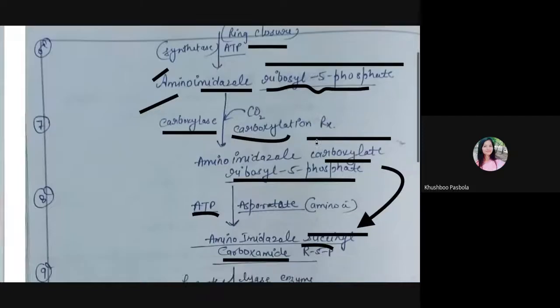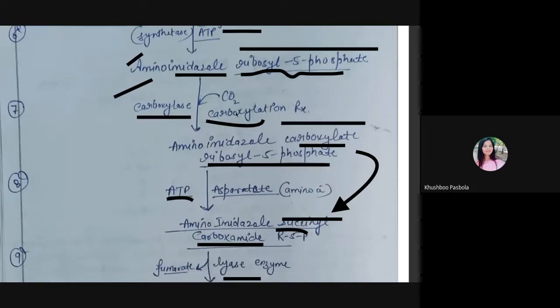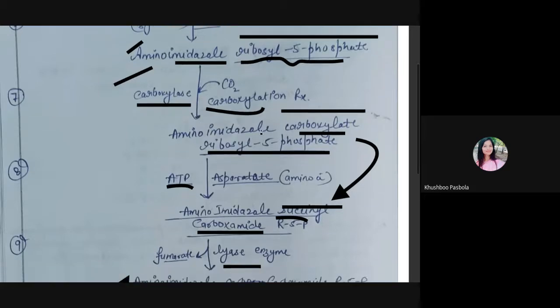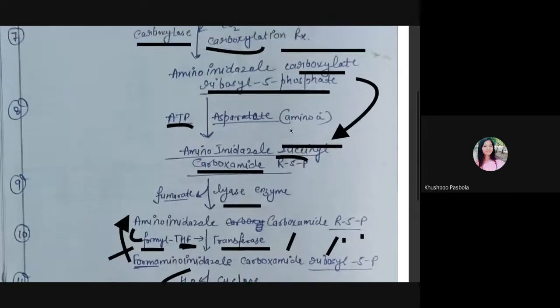Okay, so after fifth step, there is a sixth step, and here there is a ring closure. Ring closure means there is a formation of ring. Which is the ring here? That is the imidazole ring. So amino-imidazole ribosyl 5-phosphate will form, and in seventh step there is a carboxylation reaction. Amino-imidazole will undergo carboxylation, addition of carbon dioxide in the presence of carboxylase. So amino-imidazole carboxylate ribosyl 5-phosphate will form, and then there is an addition of aspartate. This will convert into amino-imidazole succinyl carboxamide ribosyl 5-phosphate.